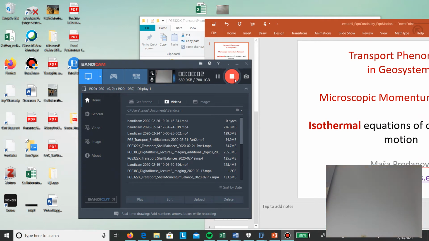We'll do a shell balance to derive equations of continuity and motion. An equation of continuity is really a code name for mass balance, or the fact that the mass is conserved.